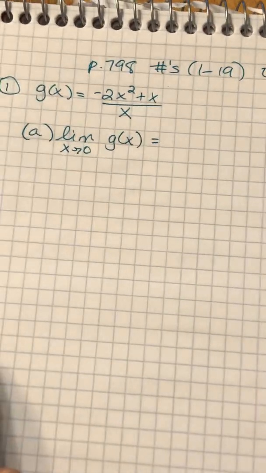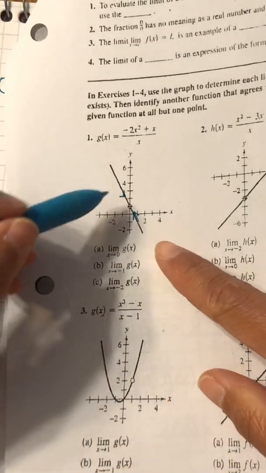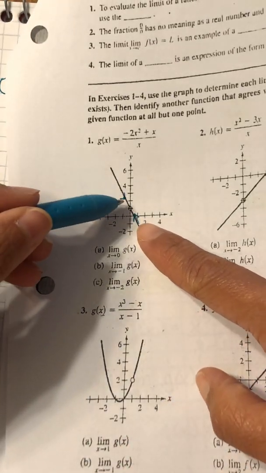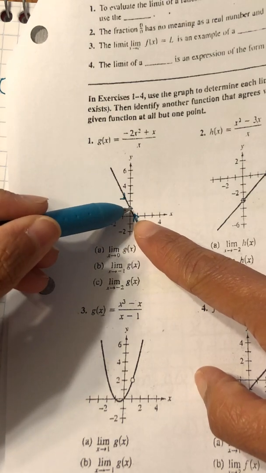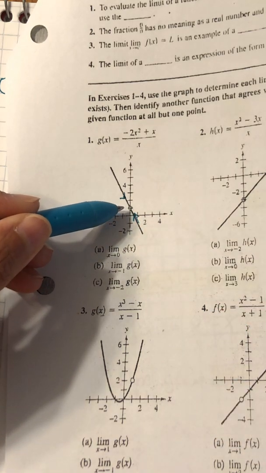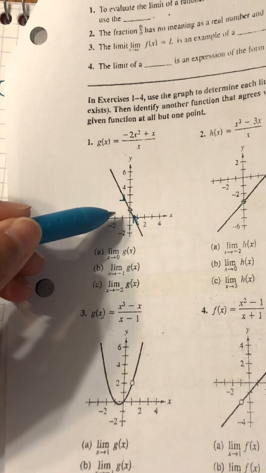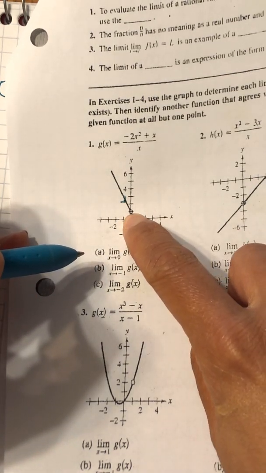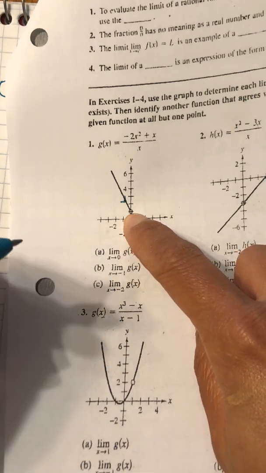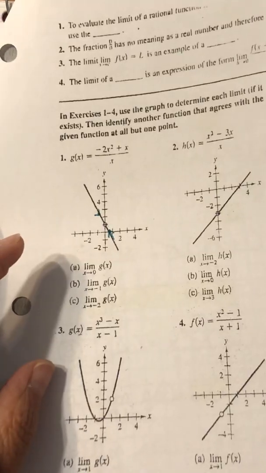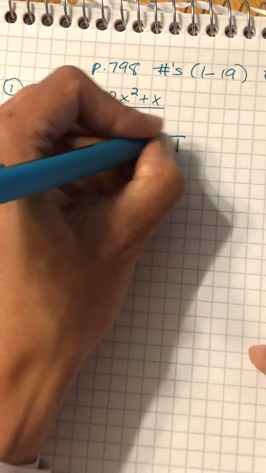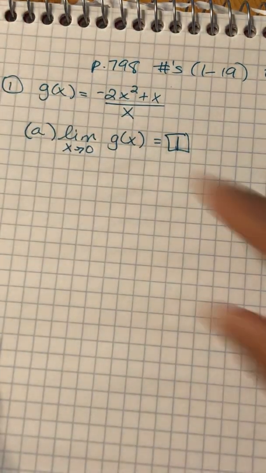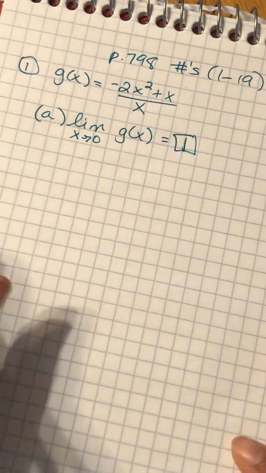Okay, so let's see if we can use the graph. So I drew arrows here. We're approaching an x value of 0, and I see that bullet hole there, as Mrs. Ardito calls it. I just call it a hole. And the y value is a 1, because remember, we're looking for the y value at that x value. So that means that the limit is 1. Okay, so we found it on the graph. We didn't need to alter the function yet.